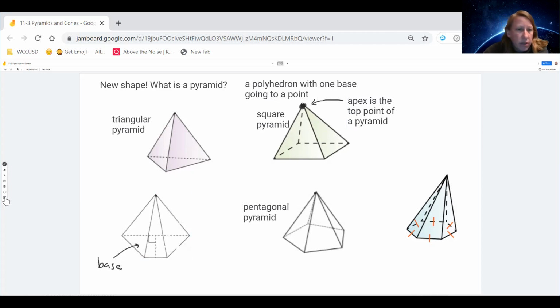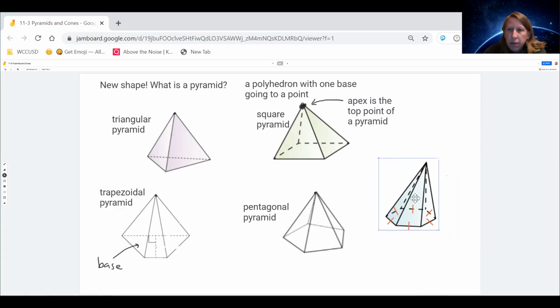Well, it's a trapezoid. So this is a trapezoidal pyramid. I don't know why I keep saying prism. What's different about this one? This one looks a little different, right? First of all, we could look at the base. The base looks like a regular hexagon, but it's kind of tilted.